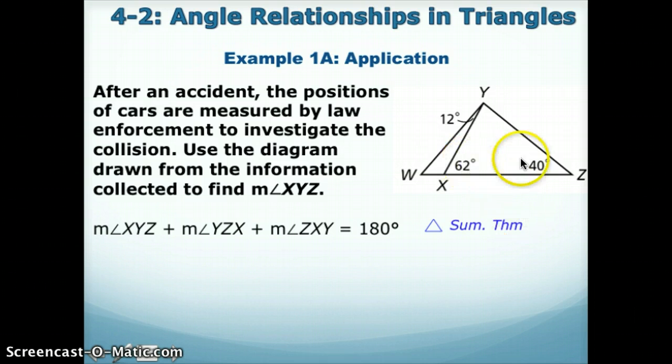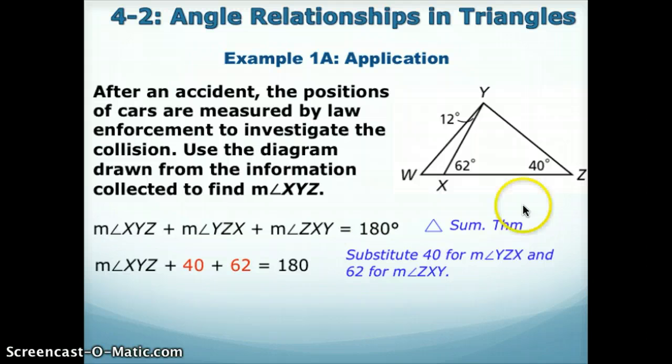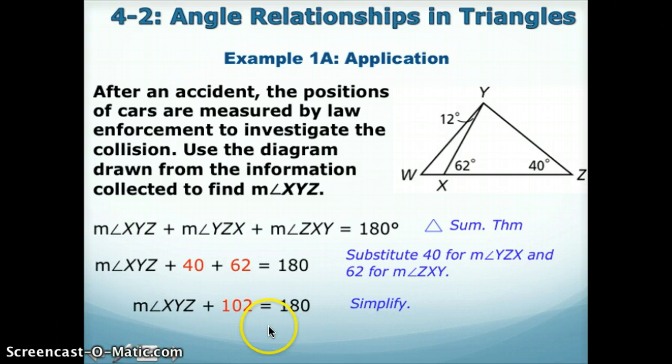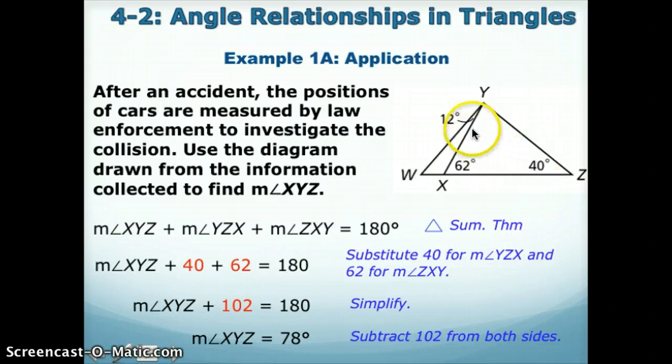Now if I look at the angles that I know, and I substitute 62 and 40 in for those measures, and then I simplify, I'll add those two numbers together. I know that I can find the measure I'm looking for, x, y, z, by subtracting 102 from both sides. And I see that this angle right here is 78 degrees.